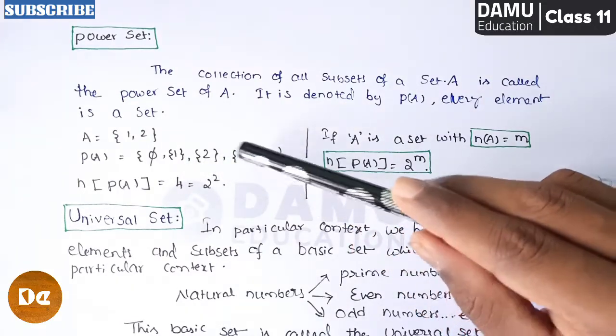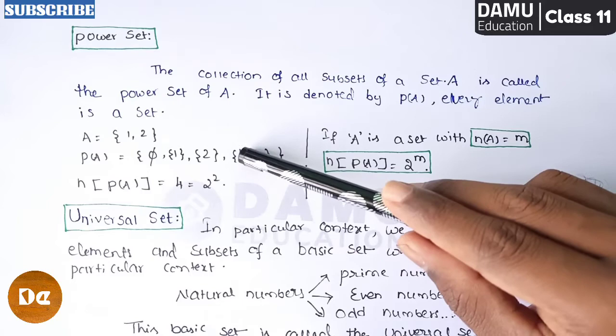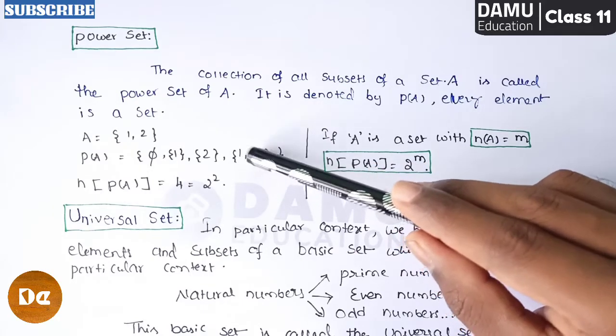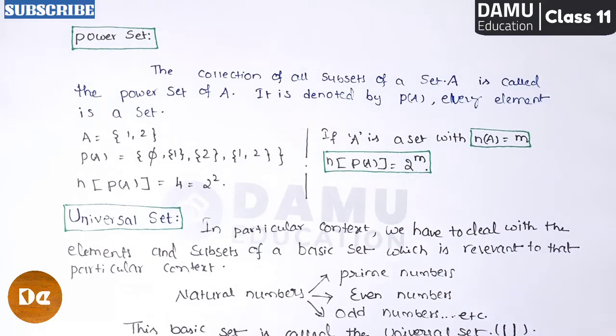In every power set, we write all the subsets of a given set and call them combinedly the power set. So that is the power set concept.